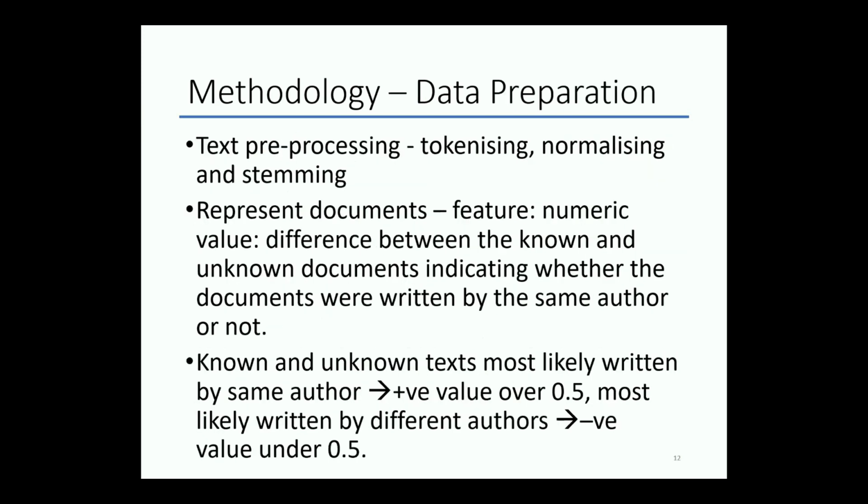And the usual way of data preparation was followed with text pre-processing, like tokenizing, normalizing, stemming, to speed up the data and prepare it. And then the representation, that is actually the getting of the writing style features from the text. We use the numeric value, where the difference between the known and unknown documents indicated whether the documents were written by the same author or not. And if the known and unknown text were most likely written by the same author, we get a positive value of over 0.5.